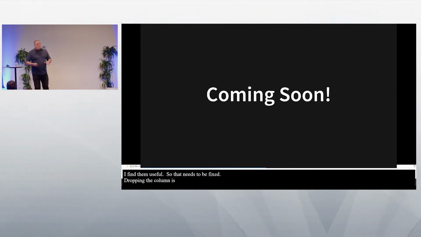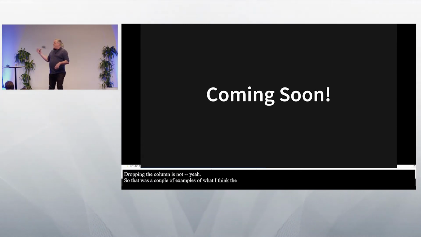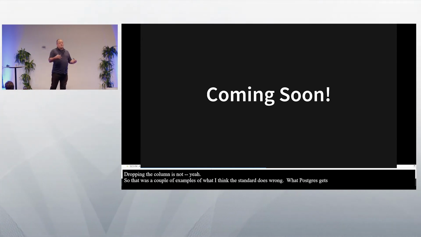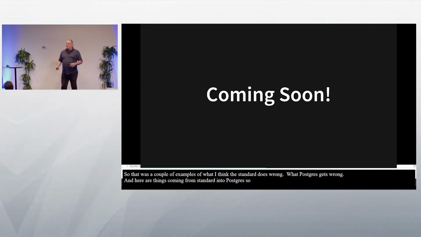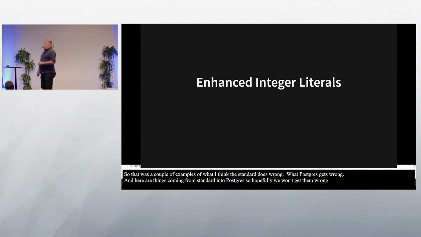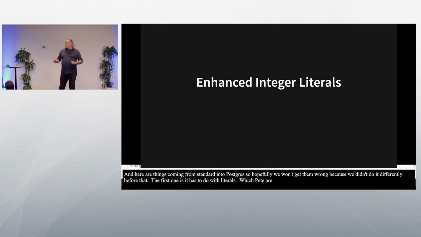Yeah. So, that was a couple examples of what I think the standard gets wrong, what I think Postgres gets wrong. And now here are some things that are coming from the standard into Postgres, and so hopefully we won't get them wrong, because we didn't do it differently before that. The first one is enhanced integer literals, which Peter touched on in his talk previously, so if you were there, you kind of know what this is going to be.